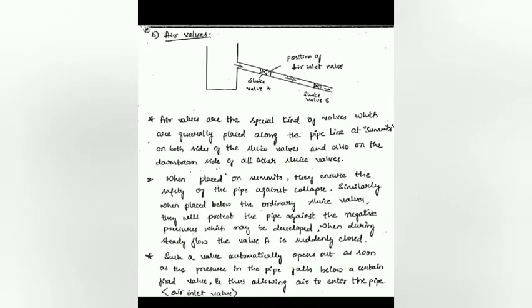Similarly, when placed below the ordinary sluice valve, they protect the pipe against the negative pressure which may develop when the valve is suddenly closed during steady flow. Whenever water is rushing out and we suddenly close the valve, it creates some negative pressure on the valve. That can be overcome by providing the air valve after the sluice valve. That is the use of the air valve. Such a valve automatically opens as soon as the pressure in the pipes falls below a certain fixed value, thus allowing air to enter the pipe.